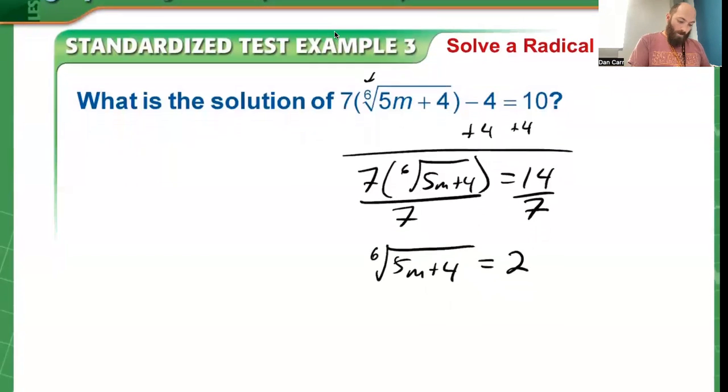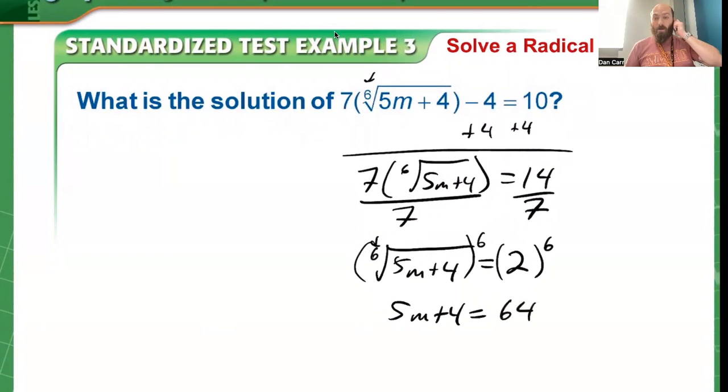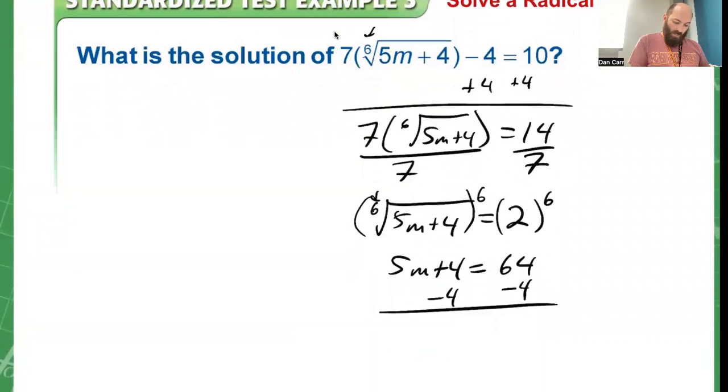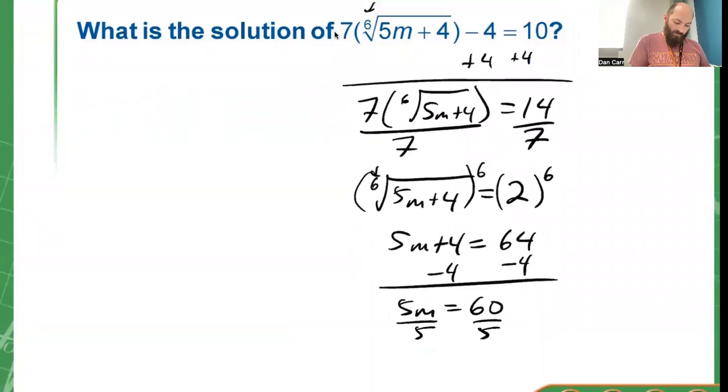Okay. From there, we can take both sides to the 6th power. That's what I need to do to get rid of my index 6 here, the 6th root. So by doing that, I have 5m plus 4 equal to 2 to the 6, which is going to give me 64. Okay, so now I can subtract 4 from both sides so that I get 5m is equal to 60, and then divide by 5, and it comes out as 12.